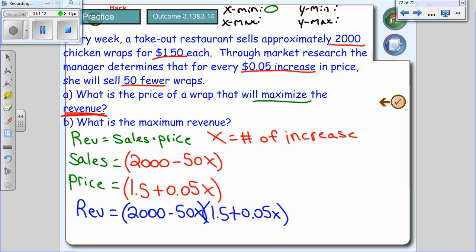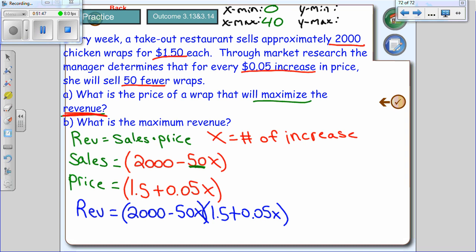The way I knew 40 would be my maximum number of increases is I'm losing 50 sales every time I do an increase. So once I got to 2,000 sales lost, I would be done selling things at all. And to figure that number out, you can just guess and check a little bit and see what number would make that happen. Eventually, you should land on 40. 40 times 50 is 2,000. At 2,000 my sales would be 0 sales. Yeah, you could just solve that if you wanted. Yeah, like a zero product property, essentially.